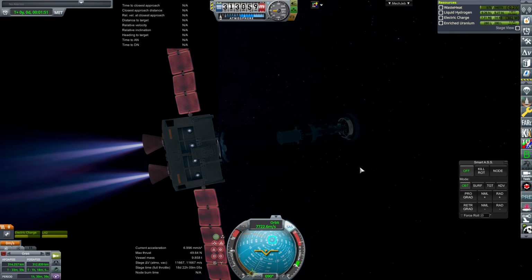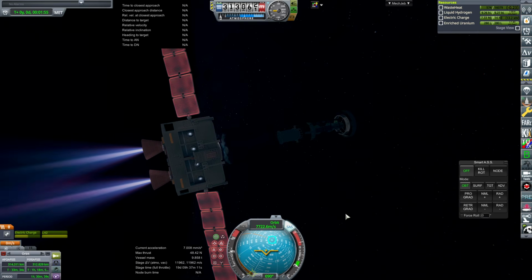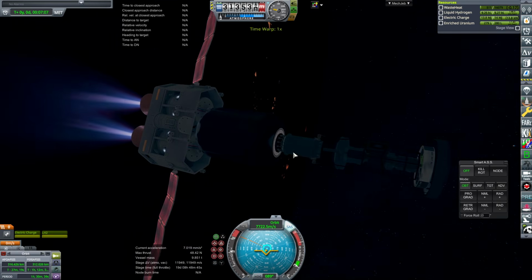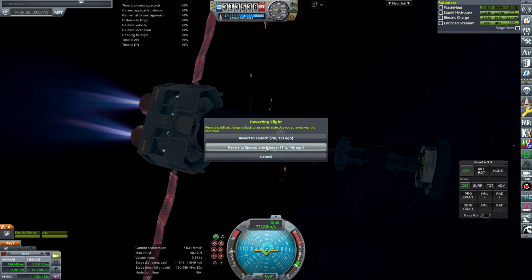Here we've got the electric charge stable at about 2/3 as expected. Let's actually get to 2/3. And then during time warp, it's replenishing and it can continue. So that's all good. But there are curious situations. Let's go back to the spaceplane hangar.